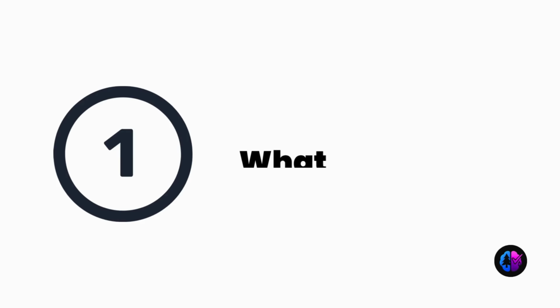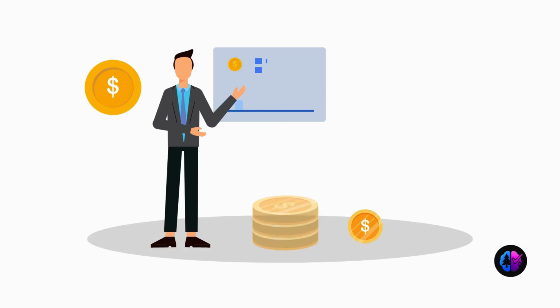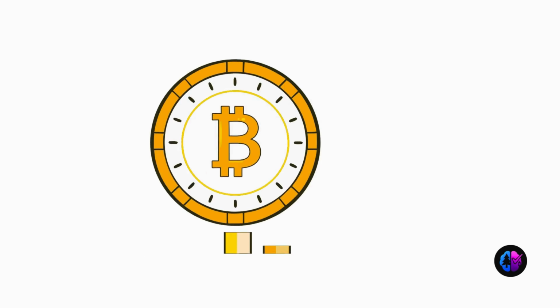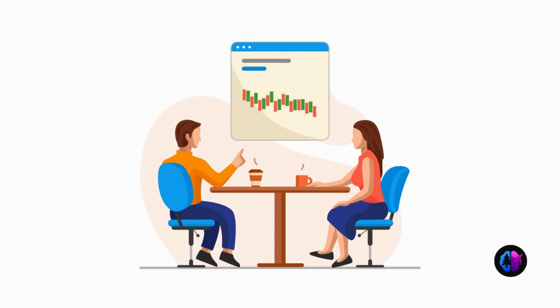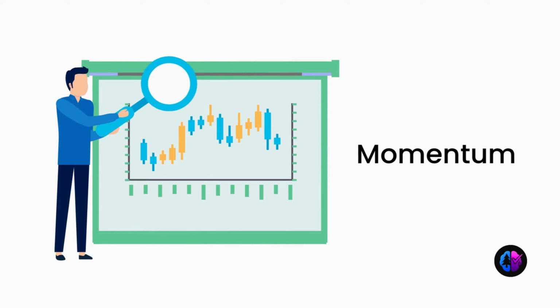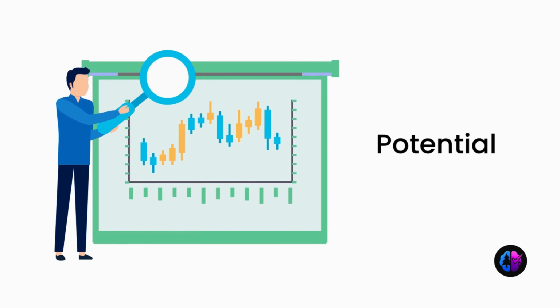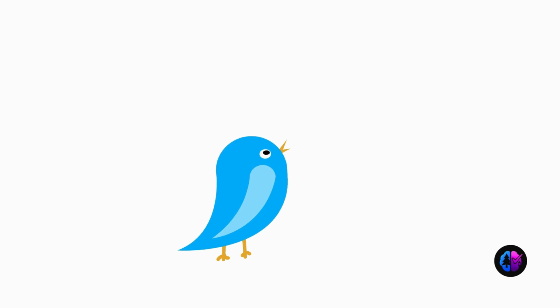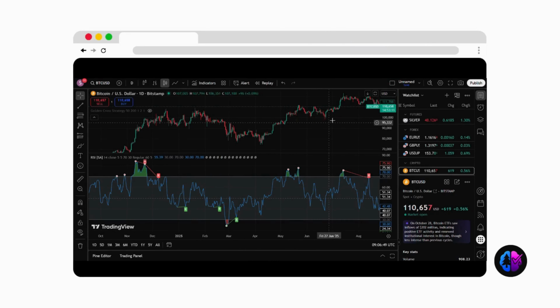First question: what exactly is a trading indicator? Think of indicators as translators. They take raw price data and translate it into easy-to-read signals about momentum, trend direction, and potential reversals. Here's an example. Price moves up and down chaotically, but RSI translates that movement into a simple 0 to 100 scale. Above 70, market might be overbought, too hot. Below 30, oversold, too cold. We're looking for just right conditions.